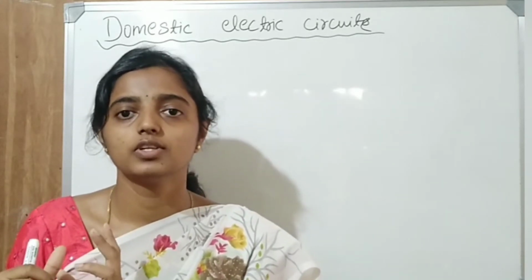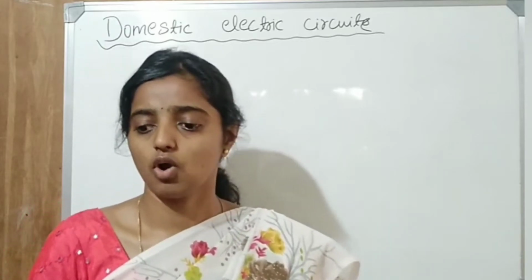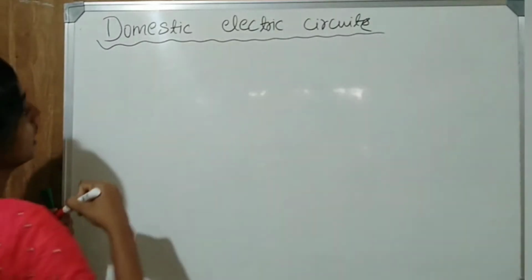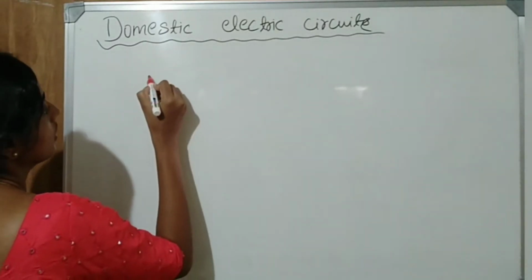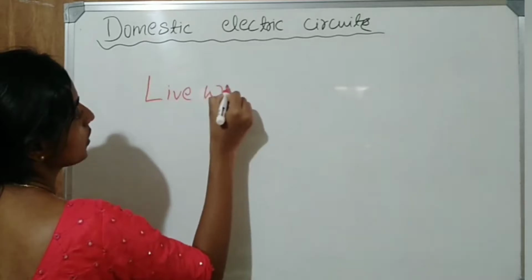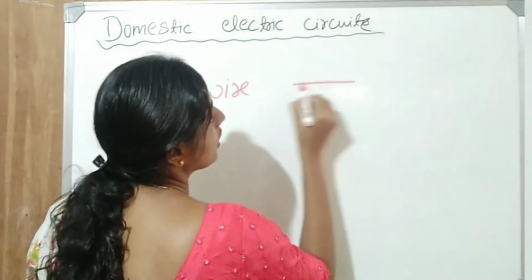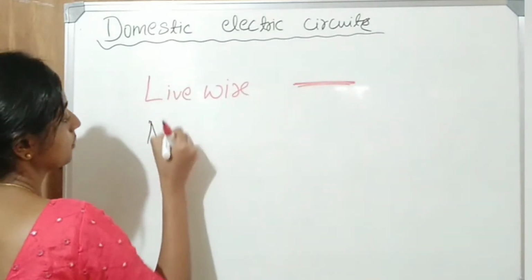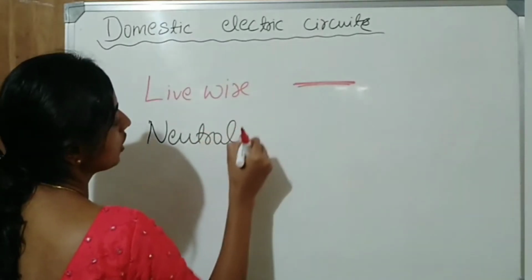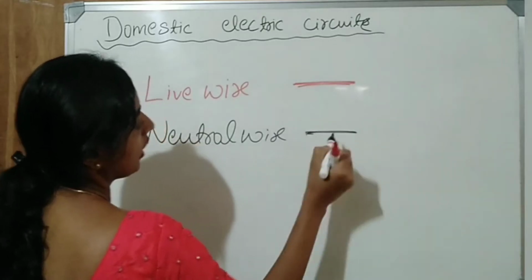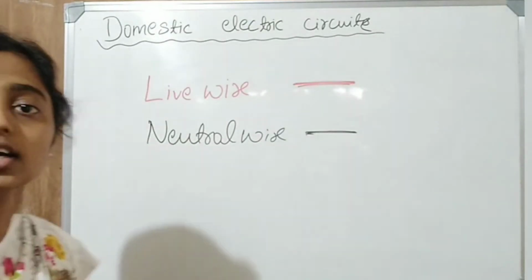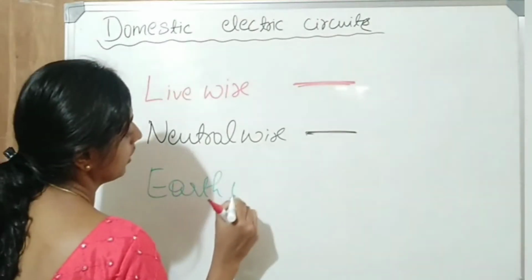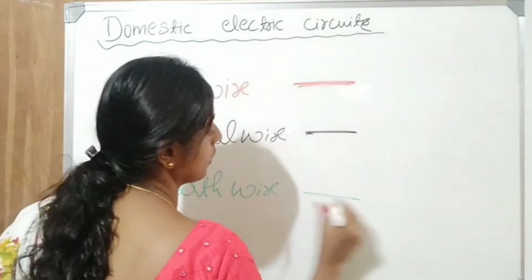So in that connection, we will see three types of wires which we already learned. The first one is live wire, the next one is neutral wire, and one more we heard, that is earth wire, right? Earth wire or grounded wire, it can also be called.